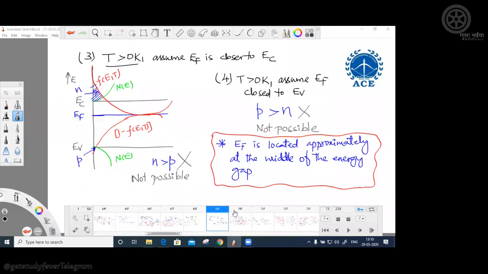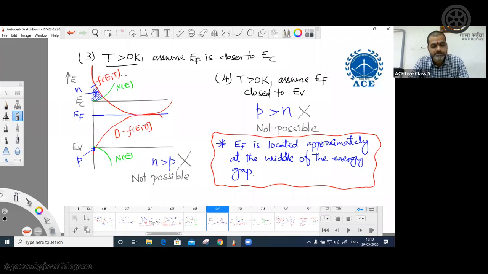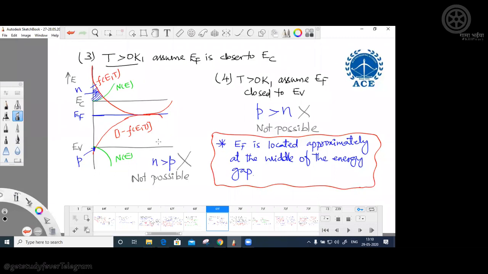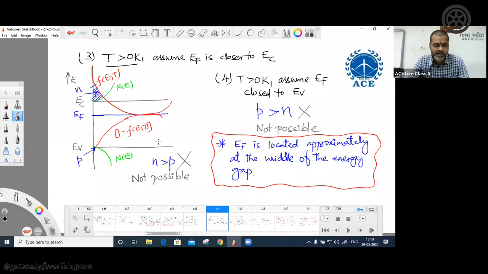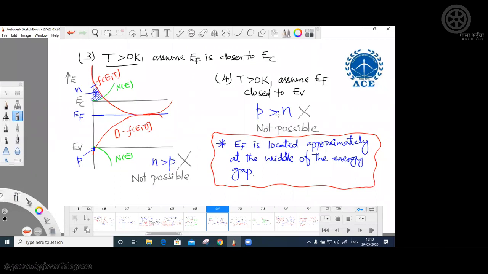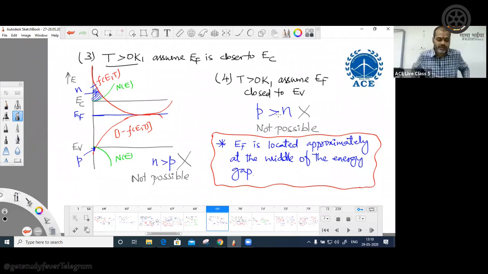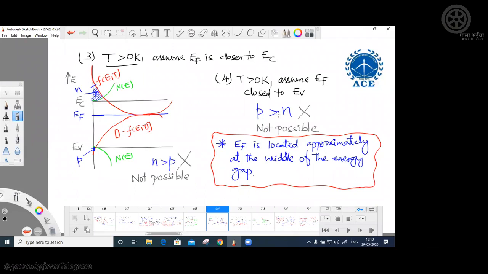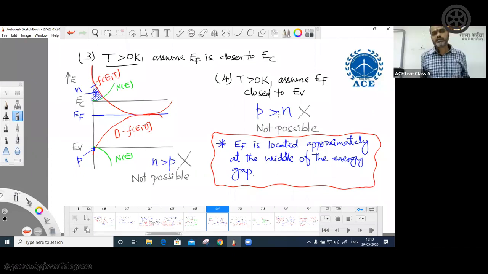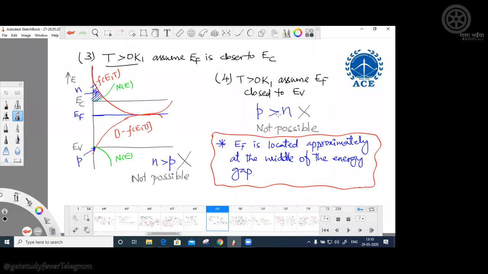Okay, no problem. Have you listened to the third one? Yes, sir. Similarly, you assume that the Fermi level is near to the valence band, and draw f of E comma T, 1 minus f of E comma T, and identify the areas here. What is the concentration of electrons and holes? We'll get p greater than n. But in intrinsic, it is wrong. It is n equal to p in intrinsic. Yeah, you try to draw and you can get it. Similar type of graph as the third one, sir. Here, n is greater than p. Here, p is greater than n. Yes, sir. Thank you, sir.